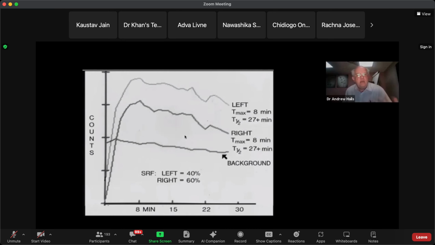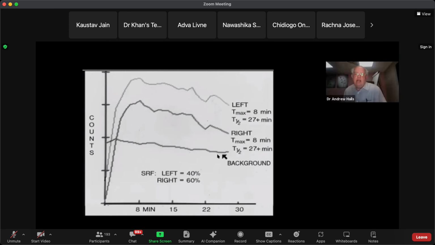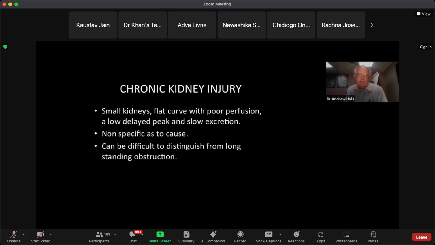So this is the appearance you get of chronic kidney injury. And it could be a long-standing obstruction, or it might be some other cause. You really just can't tell. So small kidneys with flat curves.